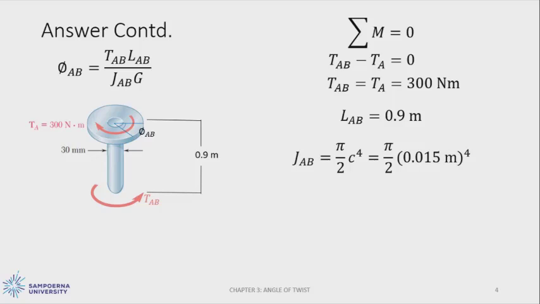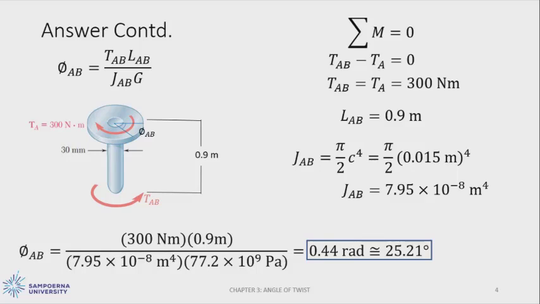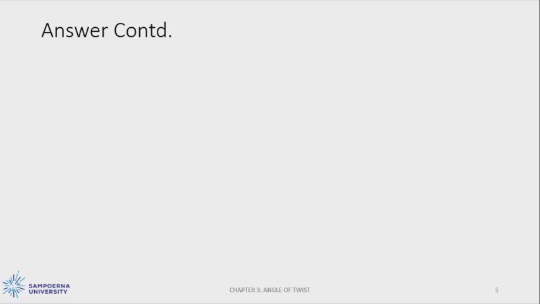For JAB, we can use π over 2 times C to the 4, and we can obtain 7.95 times 10 to the minus 8 meter to the 4. By substituting the values into the equation, we will obtain 0.44 radian, or approximately equal to 25.21 degrees.